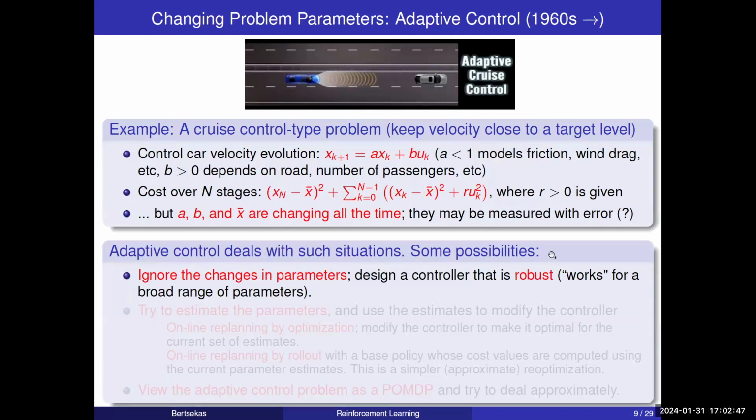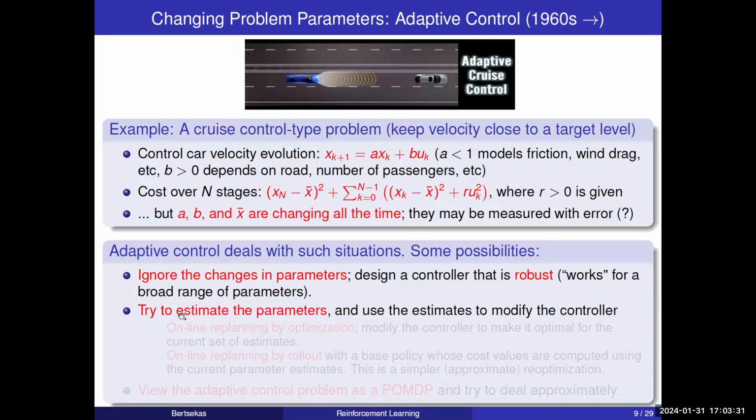And how do we do that? Well, I'm going to discuss here 3 different approaches that you can take towards this problem. The first one is to just ignore the changes of the parameter. Design a controller that is robust, quote unquote. In other words, it works for a broad range of parameters. So you expect your parameters to be between 5 and 10. You design a controller that works well throughout the entire range, if you can do that. That's called a robust control. It does not make an attempt to adapt itself. It's just pre-designed and hope for the best.